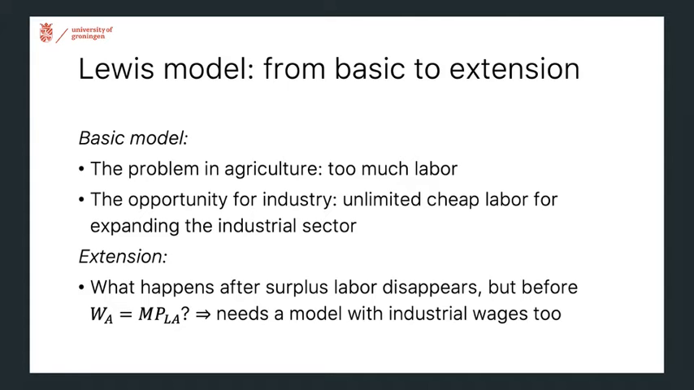we focus on, first of all, what happens after surplus labor disappears, but before agriculture becomes more of a normal sector. And for that, we need a model with industrial wages too. In addition, we more clearly describe how these two sectors are linked, not just by the movement of labor between agriculture and industry, but also the movement of food and how that influences the process of industrialization.